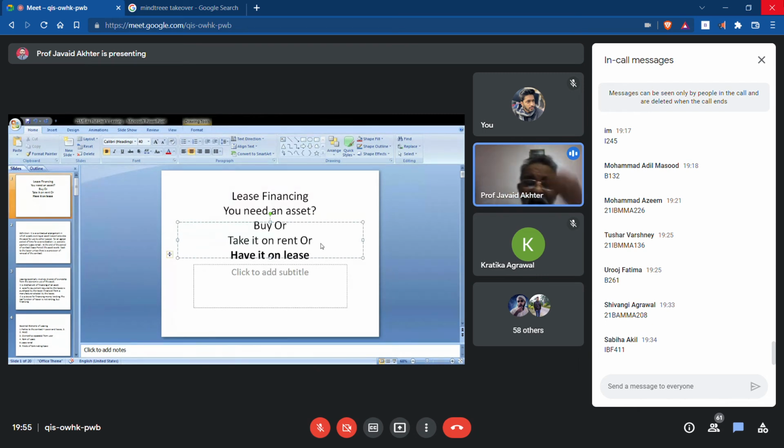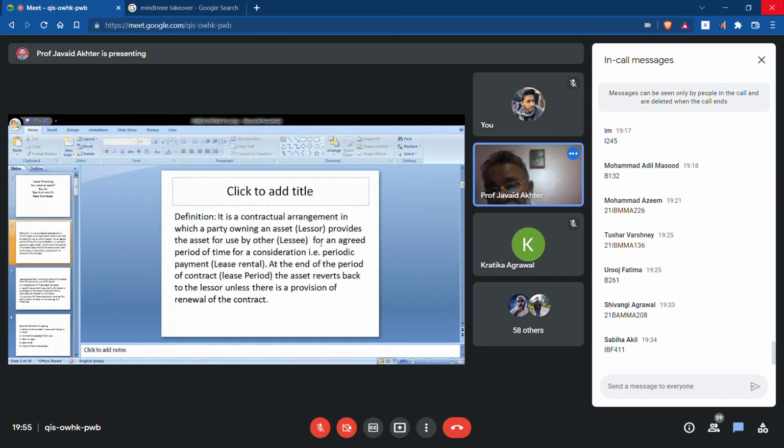So what we are discussing is, out of all these options, what are the implications of getting it on lease? What are the implications of financing an asset through lease will be our subject matter of discussion. How do we mathematically decide? How do we decide using facts and figures? How do we get an asset on lease? How do we make calculations? This is what will be the discussion.